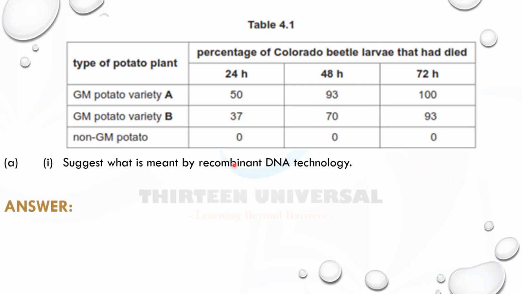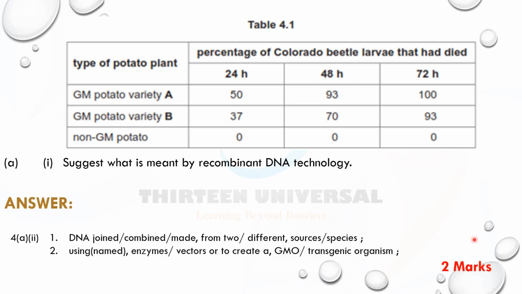Okay, so let's look at what the answer says. Just a 2 marks question. These are the points that must be in your answer. You must mention that DNA molecules are joined, or combined, from 2 different sources using named enzymes. There could be the restriction enzymes, which are used to cut them, and the ligase enzyme, which is used to join them to form the sugar phosphate backbone, joining DNA and the vector, which is also a plasmid, and then transferred to the organism that becomes GMO or transgenic. Is that okay? So that's just 2 marks.